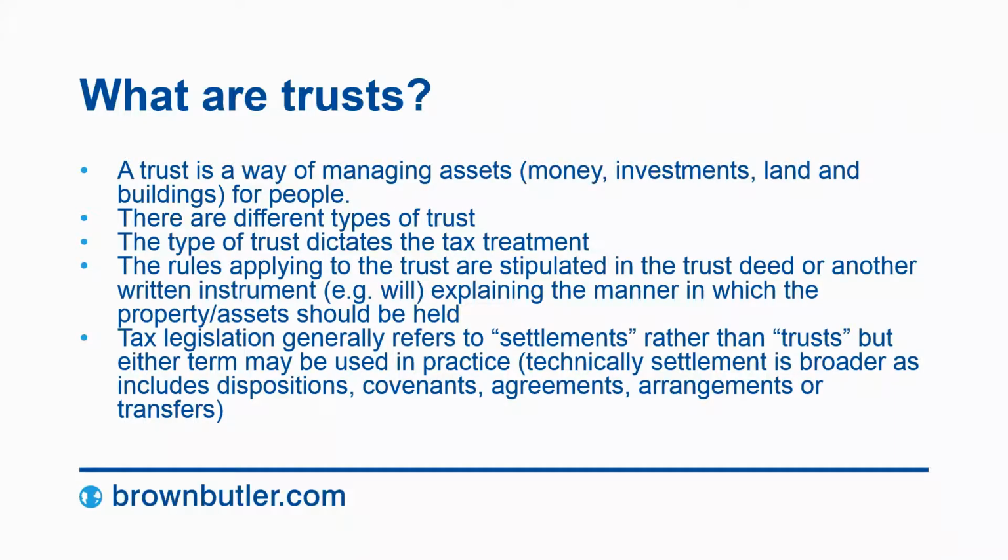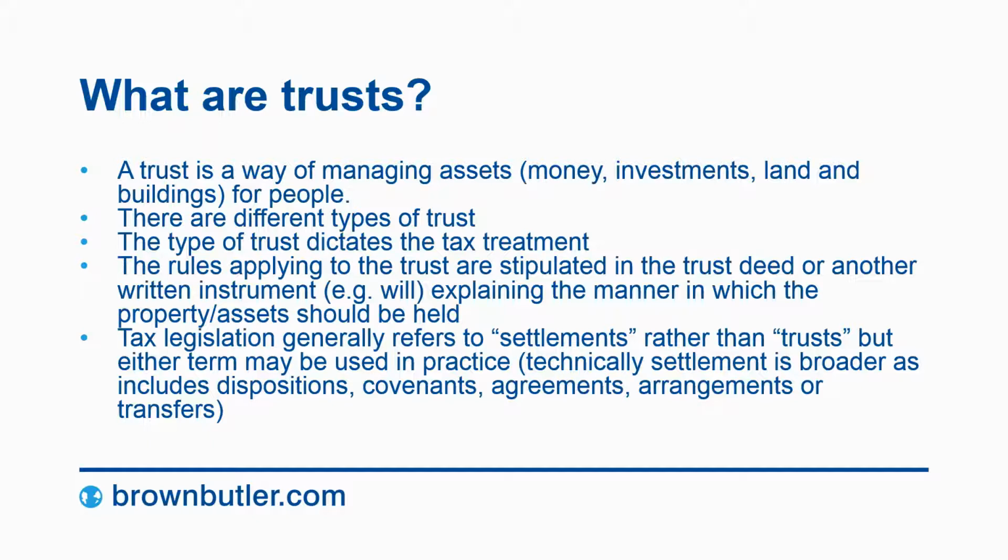So let's move on to what are trusts. So a trust is a way of managing assets for people. So it is a situation where you're wanting to give away some assets for the benefit of other people and retain some control over them. It could be that you're wanting to give away money, so cash, investments, such as stocks and shares, or land and buildings. Now, there are different types of trusts that you can choose from, and the detail of the different trusts will be covered in future videos. But the type of the trust that you choose dictates the tax treatment that follows.